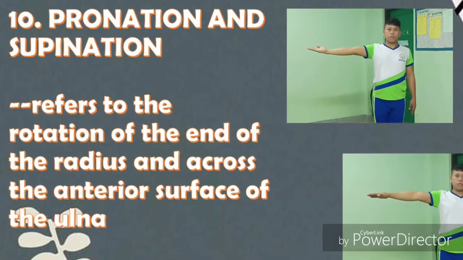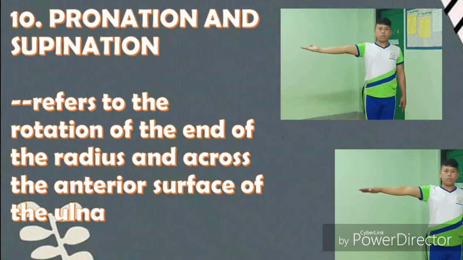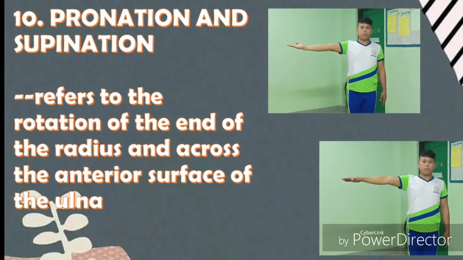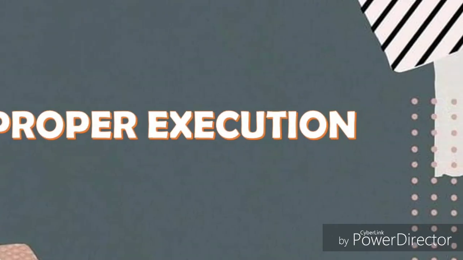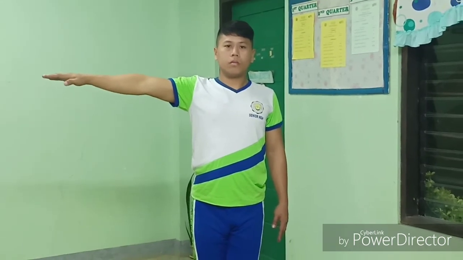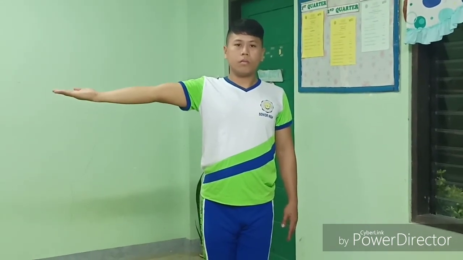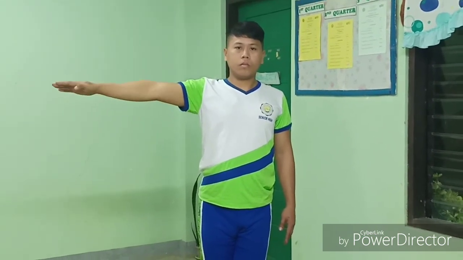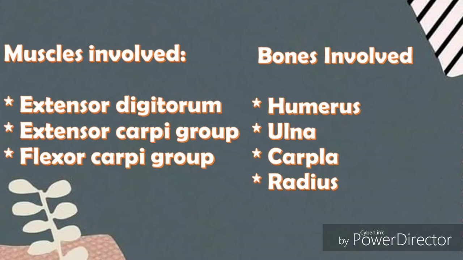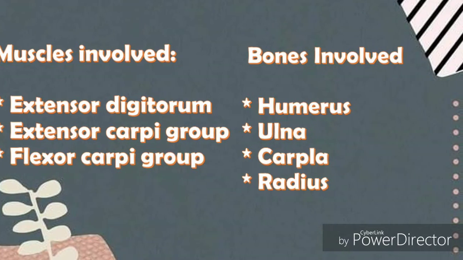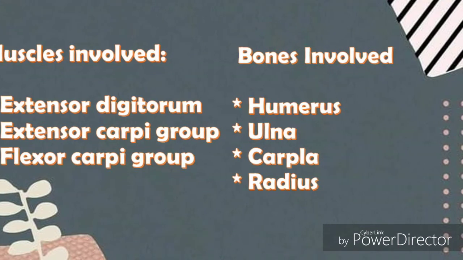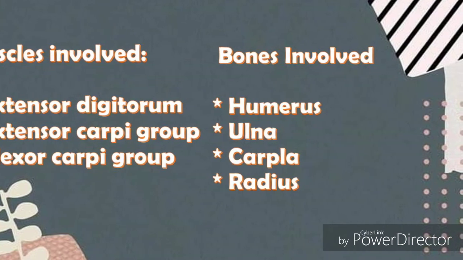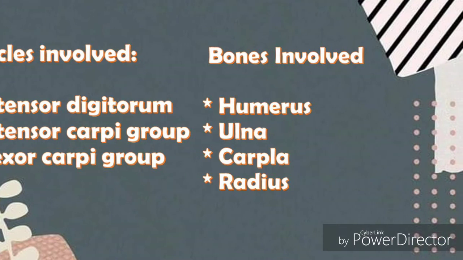The 10th movement is pronation and supination. This refers to the rotation of the end of the radius across the anterior surface of the ulna. Muscles involved are extensor digitorum, extensor carpi group, flexor carpi group. The bones involved are humerus, ulna, carpal, and radius.